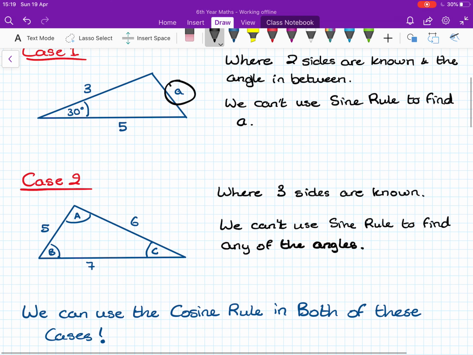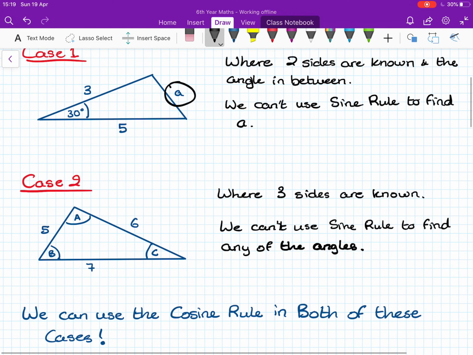For our second case down here, we have the three sides that we know, but we don't have any of the angles at all. So we definitely can't use the sine rule here. So again, this is where the cosine rule will come into play.